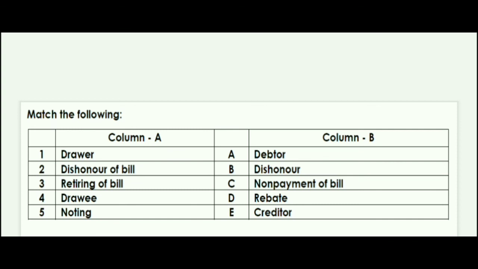Next, dishonor of bills, second will be non-payment of bill, retiring of bill, that will be D, that is rebate. Fourth, drawee, so drawee will be debitor and nothing is related to dishonor. So all these 5 answers, I repeat, first E, second C, third D, fourth A, fifth B. Let's see the next question now.